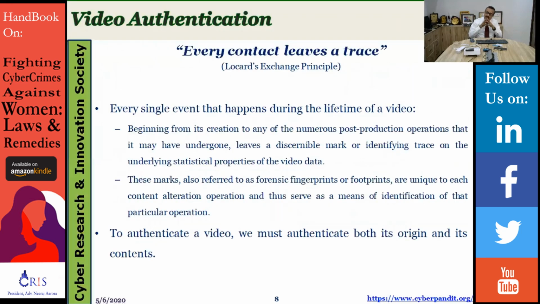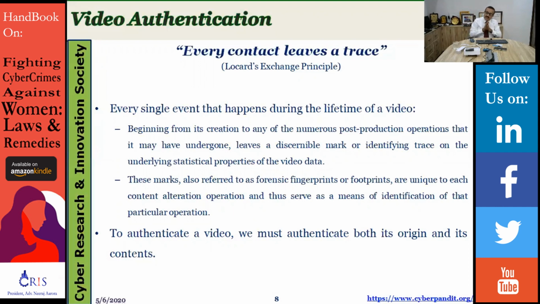So basically, how authenticity would be determined goes to the basic concept, the Locard exchange principle, that every contact leaves a trace. So when the video is created, the light comes from the lens, it goes into the sensor, then it goes into the chip. The sensor chip lays down its own metadata on the video. So if we have two cameras, even if they are of the same make and model, there would be certain differences in the video, certain parameters which would be different.